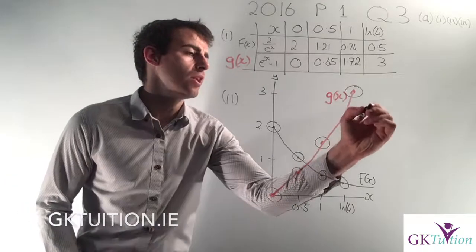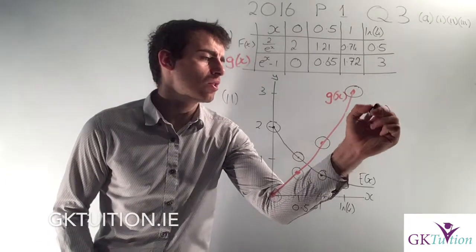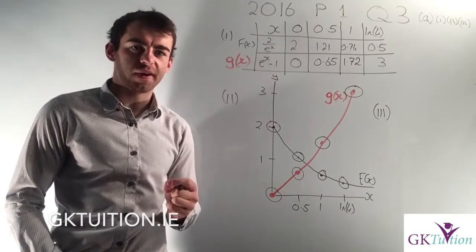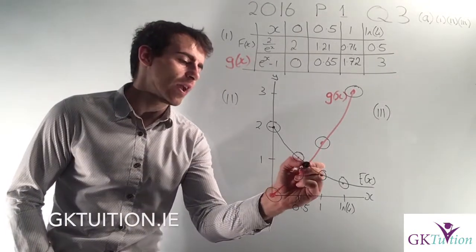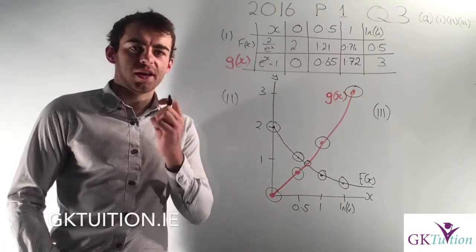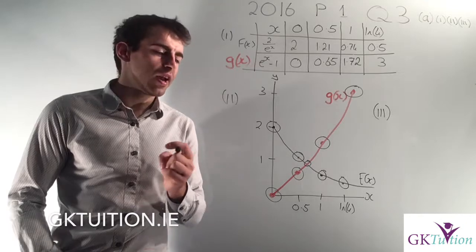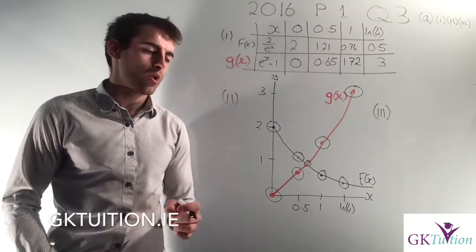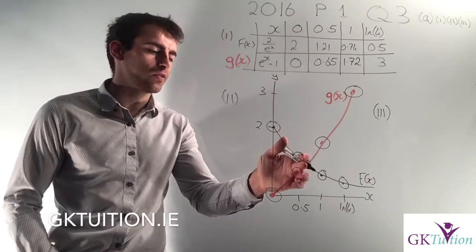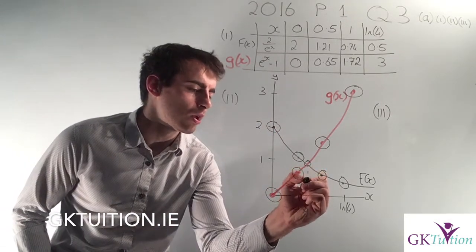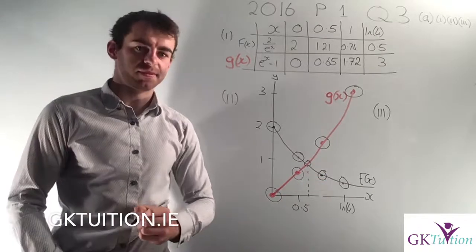Now for part 3, it asks me to use the graphs to find the value of x for which f of x is equal to g of x. Well, clearly f of x is equal to g of x here. It's the point where they intersect. If it says use the graph, that implies that you should actually draw something in on your graph. So I would use my ruler and draw a broken line down to my x-axis.